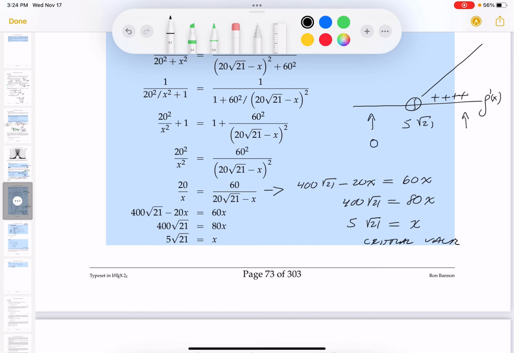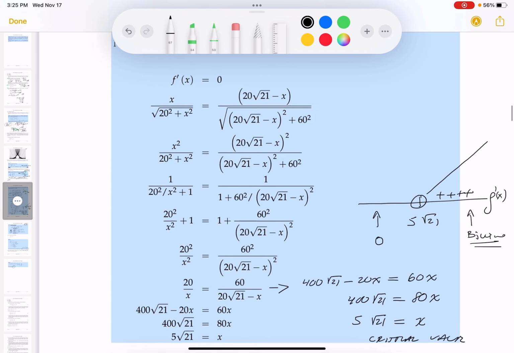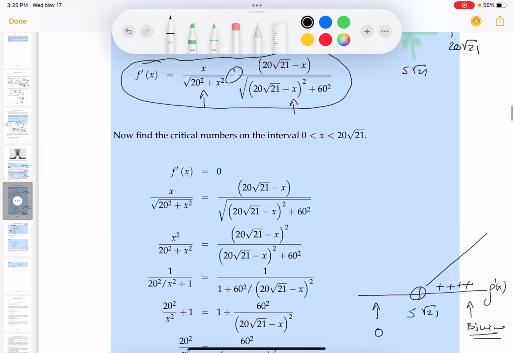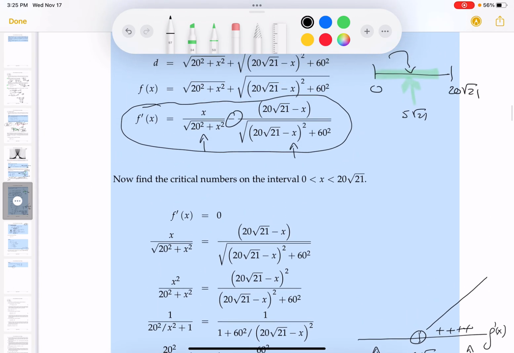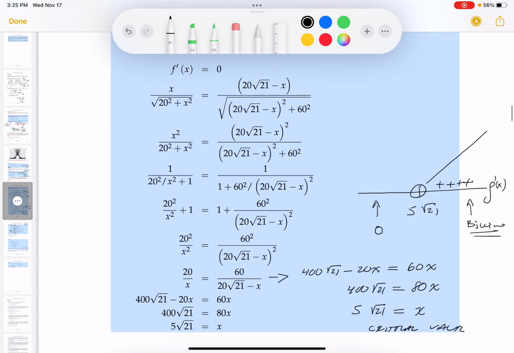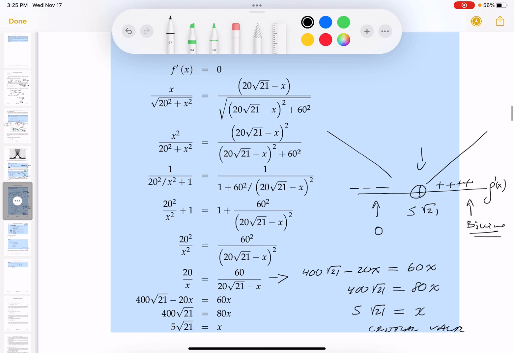By the way, I picked a billion over here, if you remember. That's certainly after 5 root 21. That's a big number. 0 is pretty simple, though, right? What do you get over there? 0 minus, well, if you looked at it, if I picked a 0 here, the second term would be 20 root 21 over some finite number here. Clearly negative. Put this over here. What does this mean? This is minimum.